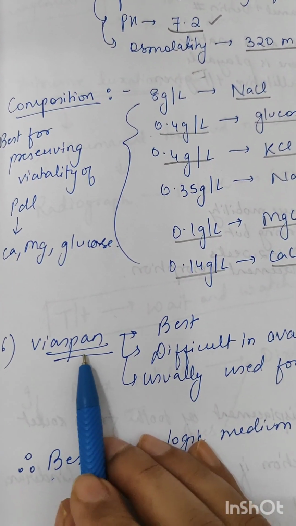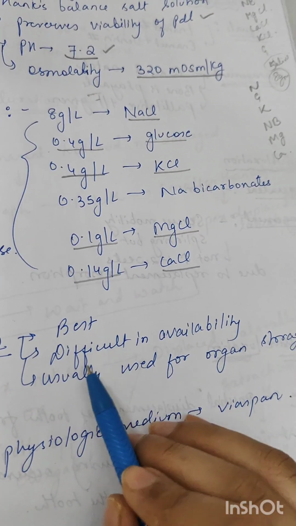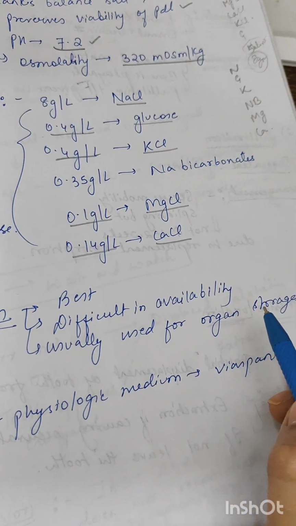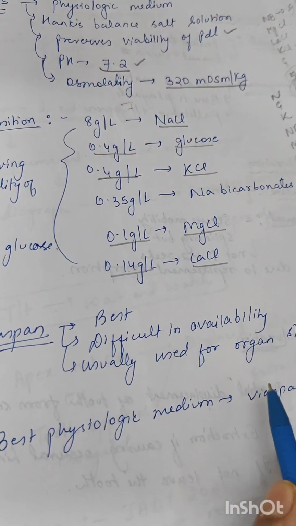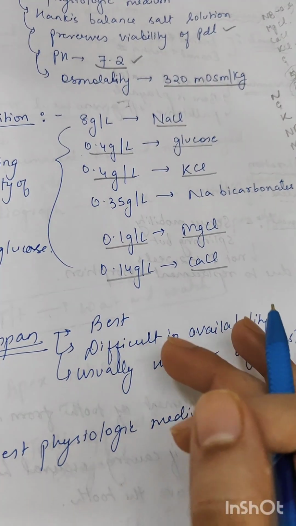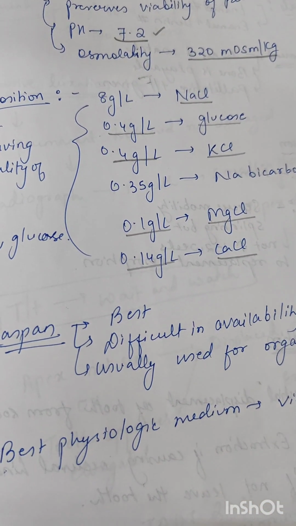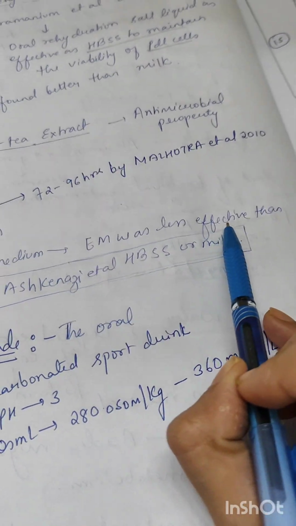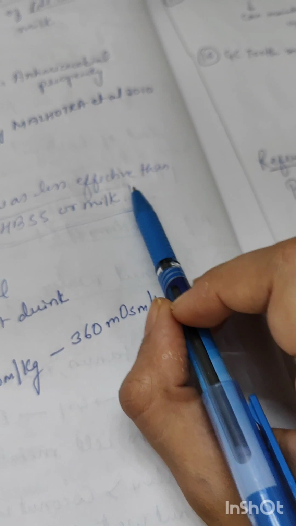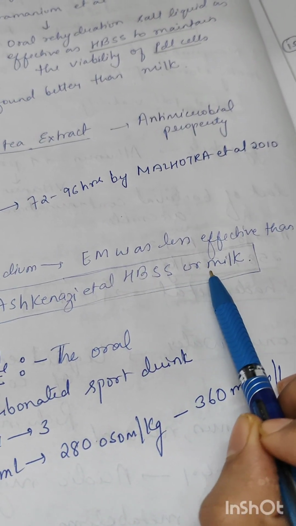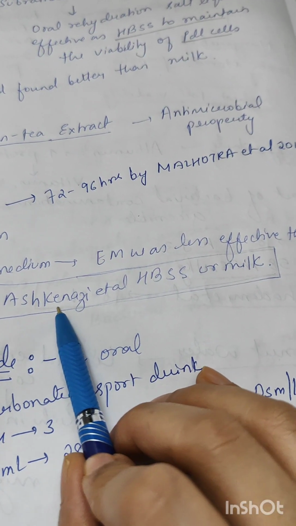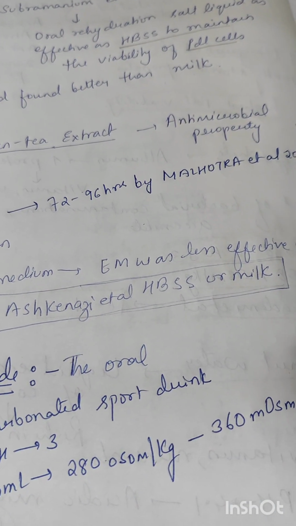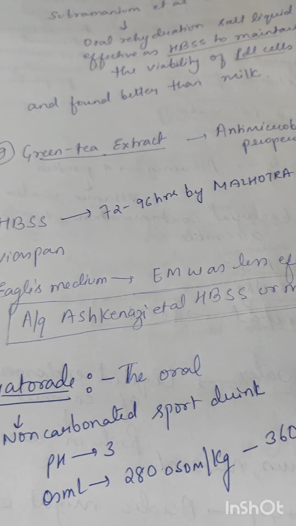Now next is Viaspan. It is considered to be the best medium, but it is very difficult in availability, and it is usually used for organ storage. So the best physiological medium is Viaspan, and the best non-physiological medium is considered to be pasteurized milk. Next is Eagle's medium. Ashkenazi et al. concluded that Eagle's medium is less effective than milk and HBSS.